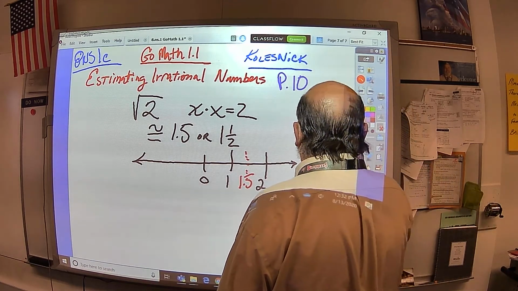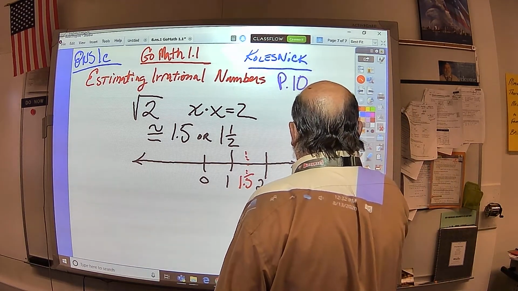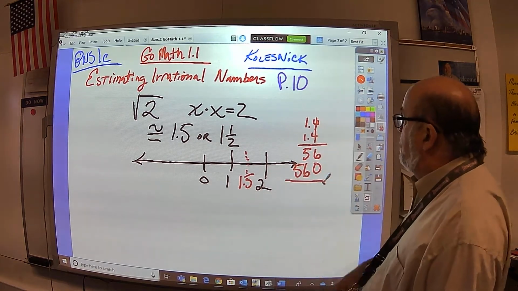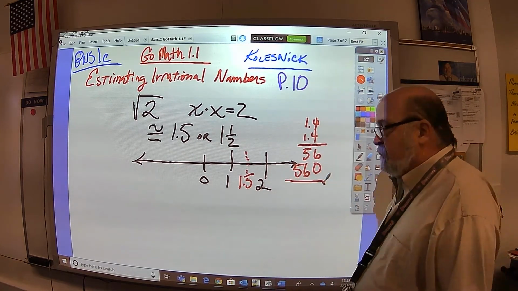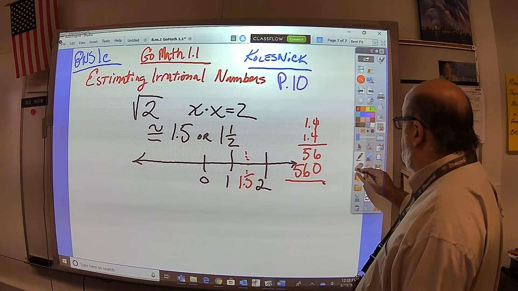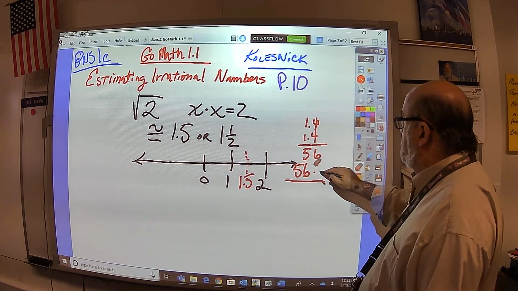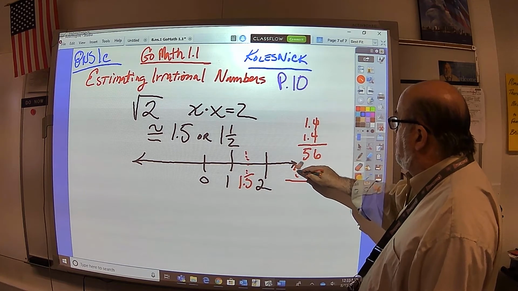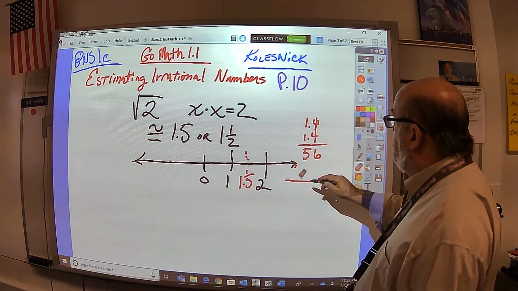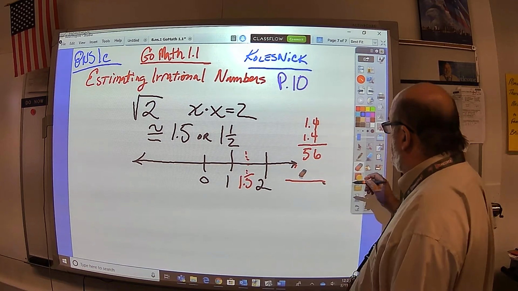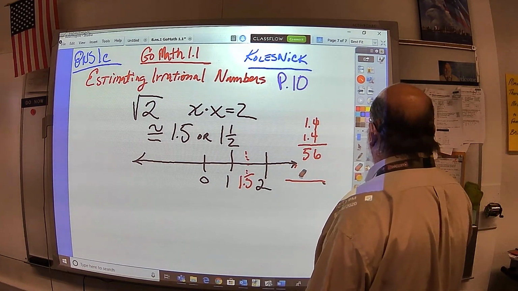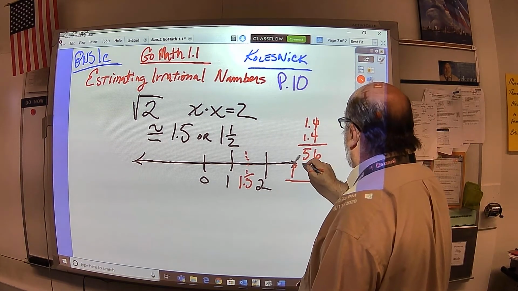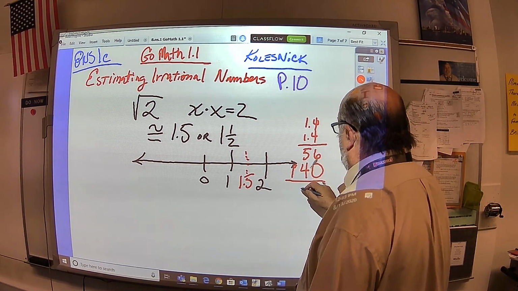And then we go right below it and we get 560. 10 times 1.4. Wrong answer, Mr. Kolesnick. That can't be true. Let's get rid of that. 10 times 1.4 in this situation has to be 140.